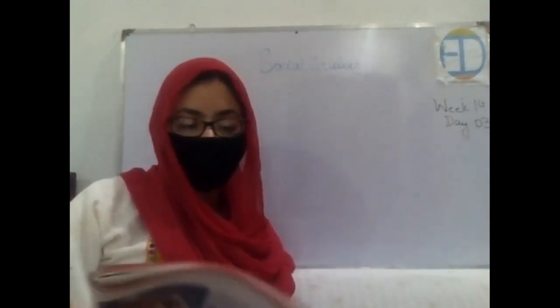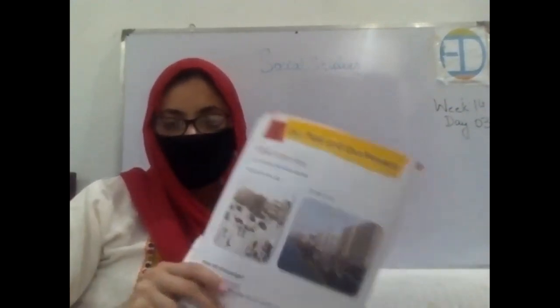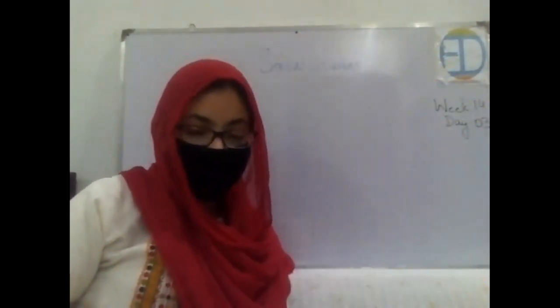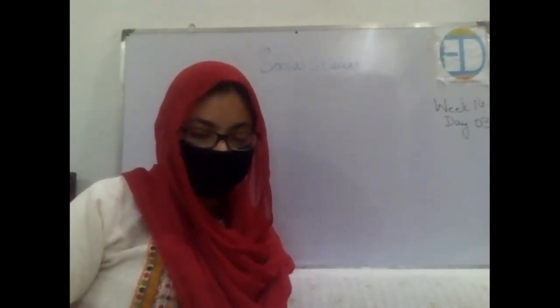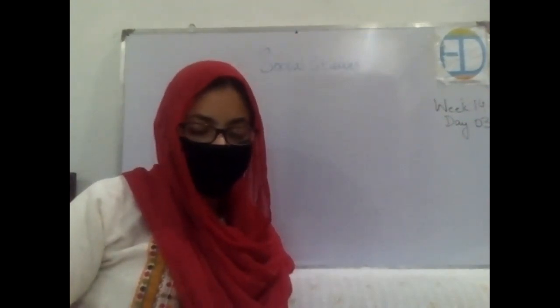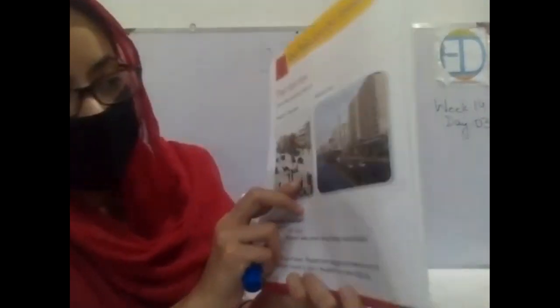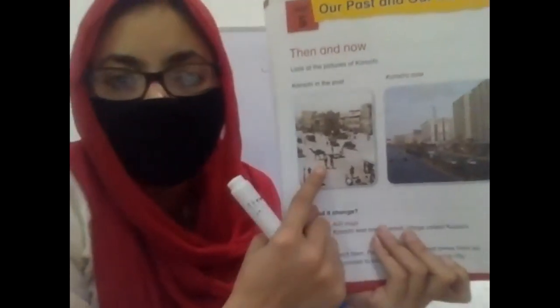Now I want all of you to please open your book, page number 56. We will be doing the reading of this page as well. This is unit number 5, and the topic name is Our Past and Our Present, Then and Now. Look at the pictures of Karachi in the past. Look at this picture. This particular area looks like this in the past.